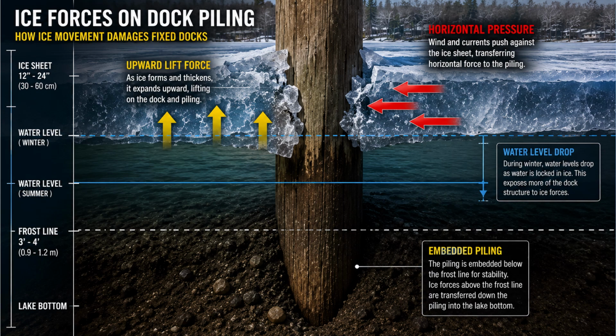The red arrows in this diagram show the horizontal pressure. Wind and currents push against the ice sheet, transferring horizontal load force to the piling. The yellow arrows show the upward lift force. As ice forms and thickens, it expands upward, lifting on the dock and the piling.